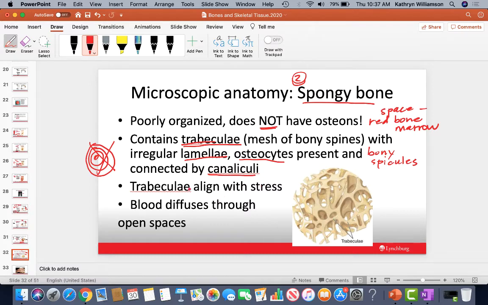What's interesting too is that the trabeculae, that kind of open mesh of bony spines, is going to remodel based on stress. And we'll talk about that in a little bit. But realizing the main thing with spongy bone is that we've got these open spaces throughout the bone because blood is going to diffuse through them. And we also see that because of red bone marrow, we've got actually production of cells that's happening in this area.